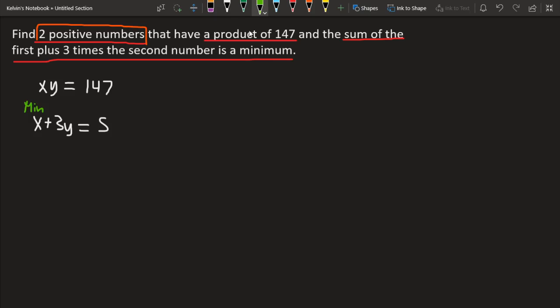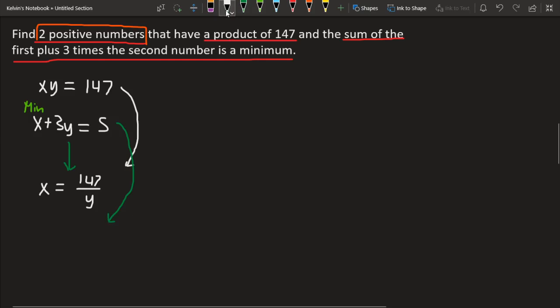And now what we have to do is rewrite the equation with one variable. And in order to do that, we have to first get everything into one variable. So what we can do here is substitute. We learned that x is equal to 147 divided by y. That would just be x, dividing y by both sides. And knowing that, we can use this equation right here and substitute x in. So 147 over y plus 3y is equal to s, like that.